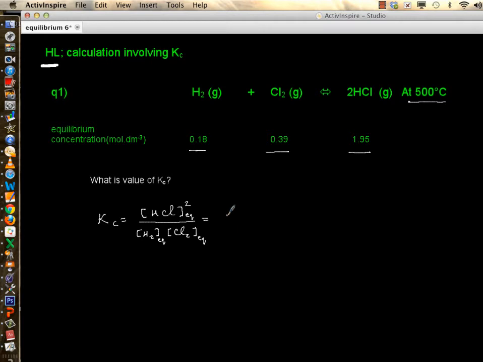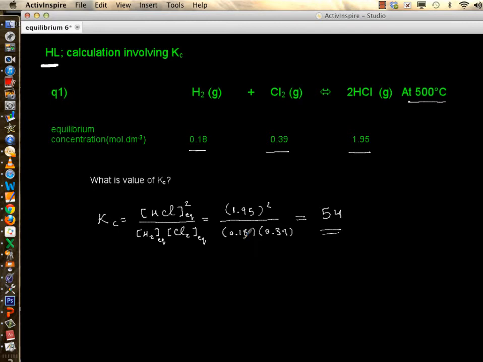So let's just plug in the numbers we have. Concentration of hydrogen chloride is 1.95 squared, divided by concentration of hydrogen, which is 0.18, multiplied by concentration of chlorine. And if you do the calculations, you will get 54. So that is your equilibrium constant at 500 degrees Celsius.